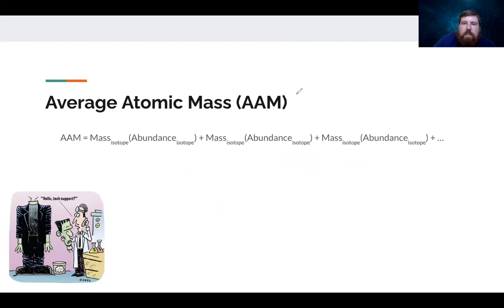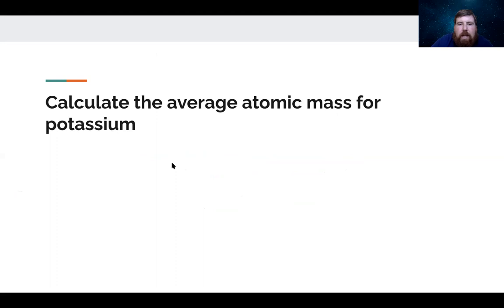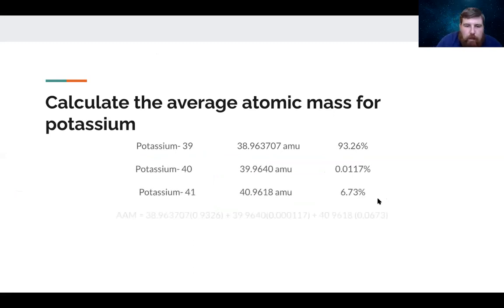All right, cool. So let's actually get into some more specific examples here. Let's go ahead and calculate the average atomic mass for potassium. Okay, so there are three stable isotopes for potassium: 39, 40, and 41. And as we can see, most of potassium is potassium-39.